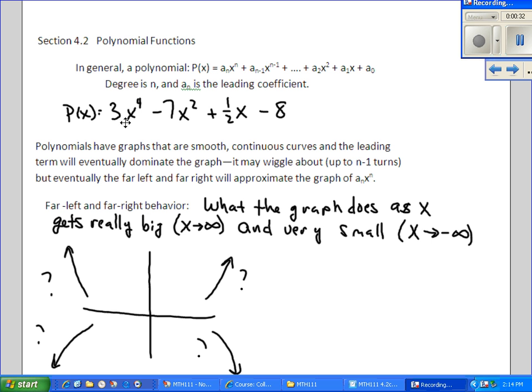It's a good idea to always write polynomials in standard form with the highest degrees first and then working your way down to the constants. Graphs of polynomials are these nice smooth continuous curves. They'll be really important to you when you get into calculus.